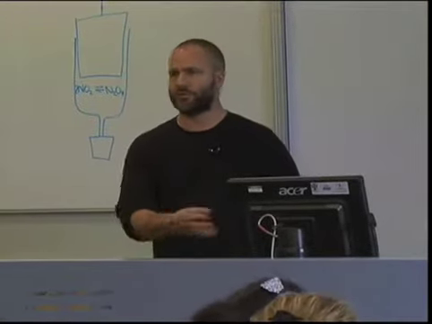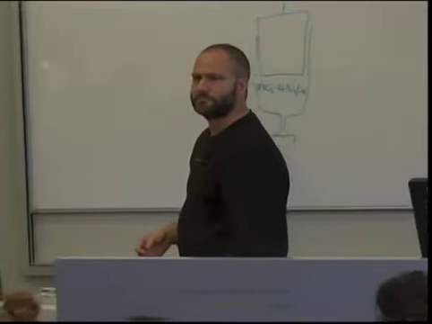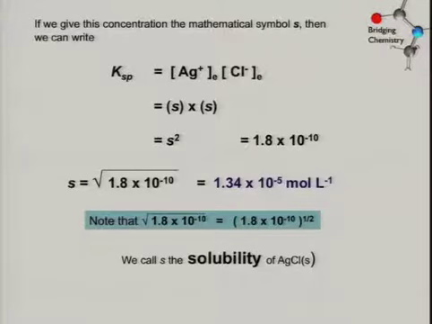And if we gave you the concentrations of the silver ions and the chloride ions, you could work out the KSP. And if we give you the KSP, then you can do this calculation and work out the concentrations. Yeah? Right. And so we call S the solubility of silver chloride. And because you work out the KSP by multiplying the S's together, this is why KSP is called the solubility product. It's the product of the solubilities, which are symbolized by S, but which mean the concentrations of the ions.